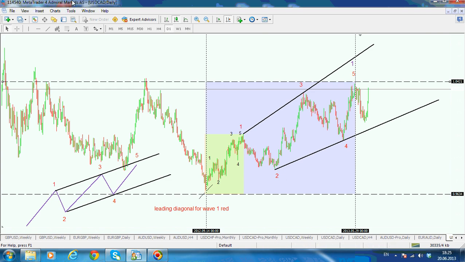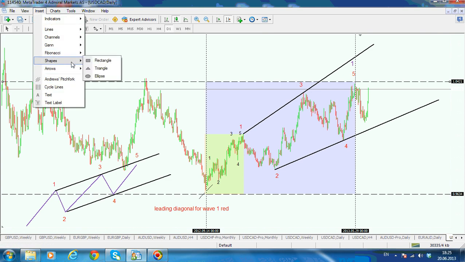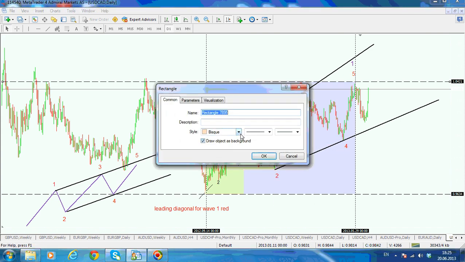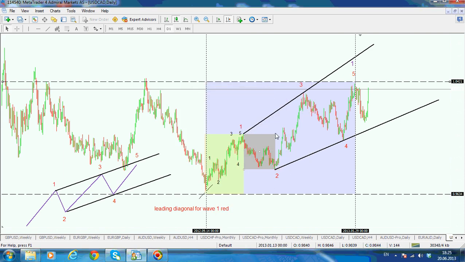So this second wave here, let's try to change the color, let's make it gray. This second wave here can be any corrective pattern other than a triangle. It is obvious that this is not a triangle, but we should look at what this is. So we'll do this in the next recording. Stay tuned.